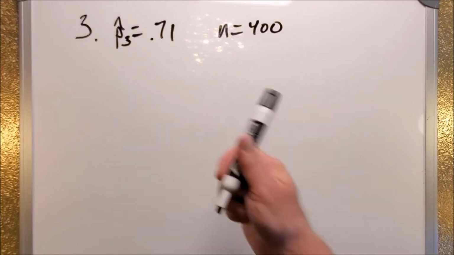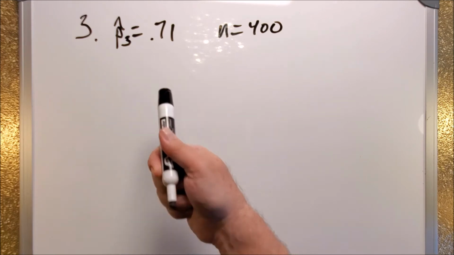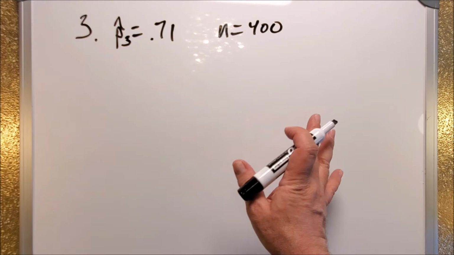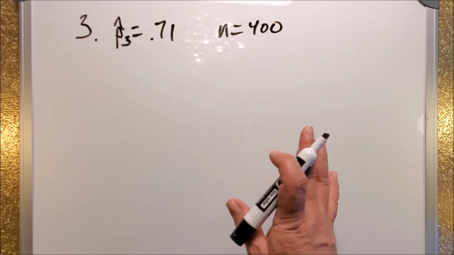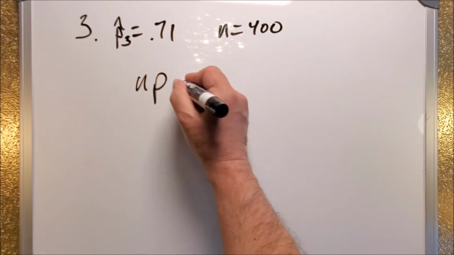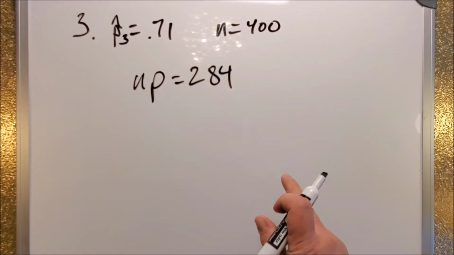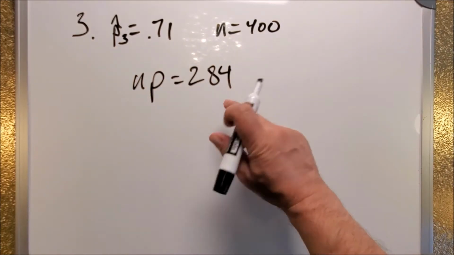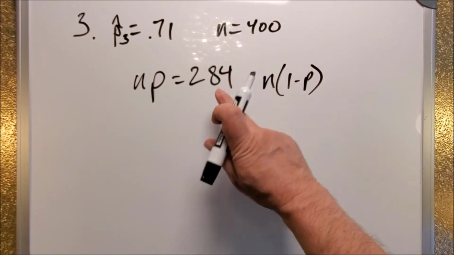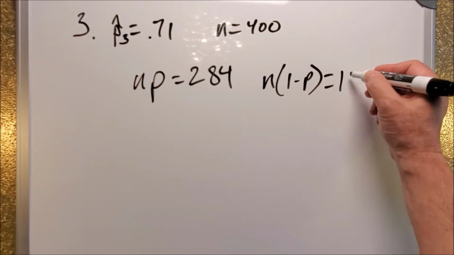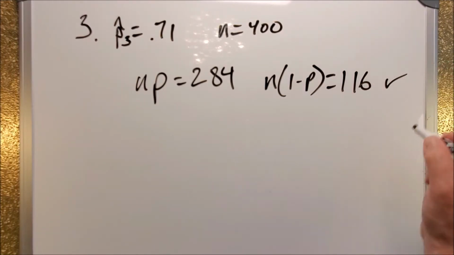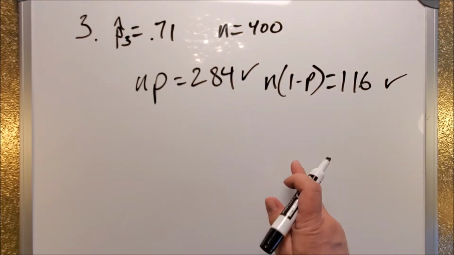For the next one, our p hat, our sample proportion, was 0.71, and the sample size was 400. So we have a relatively generous sample size compared to the other problems. If you work out np and n times 1 minus p, you'll get 284, which is actually 4 times 71 if you think about it, and n times 1 minus p, which is 400 minus 284. You can do the math on your own, but you're going to get 116, unless I'm completely confused. And that happens. But I don't think in this case. So we have normality.